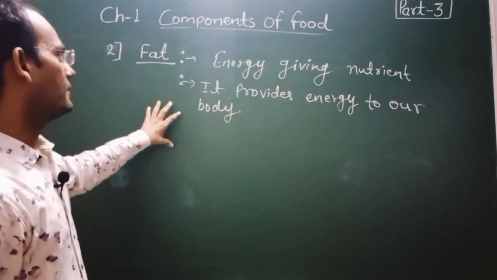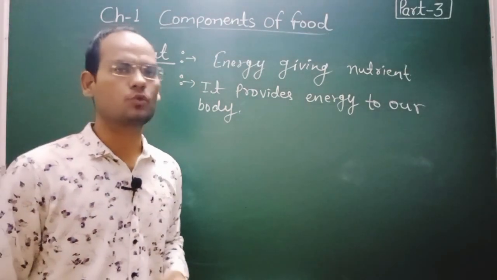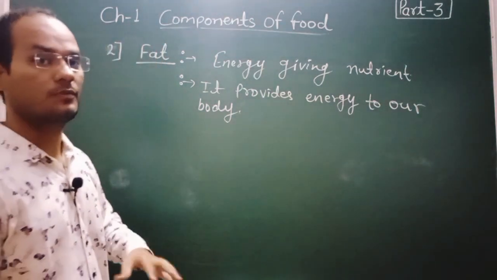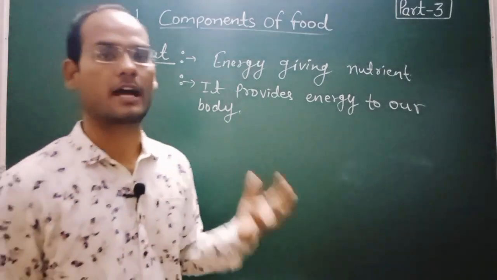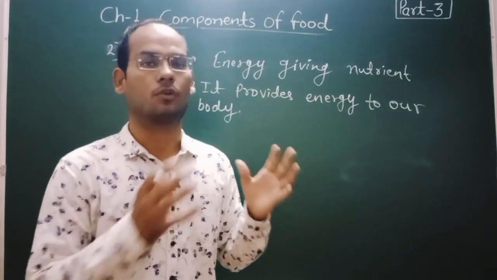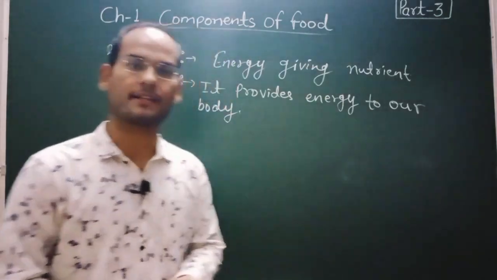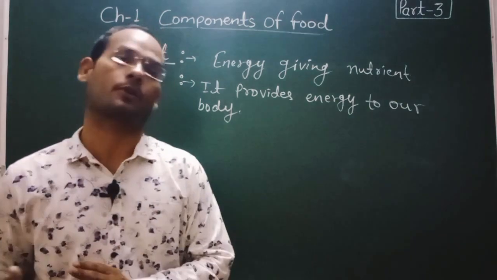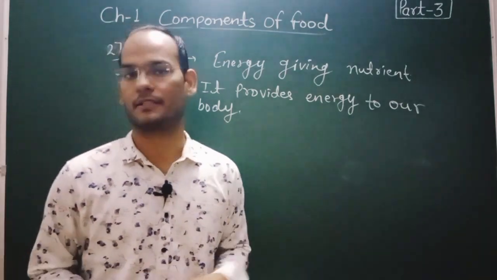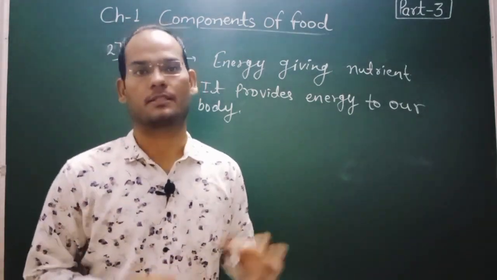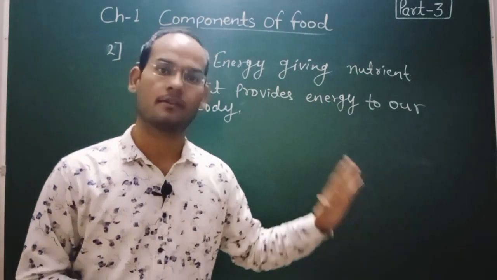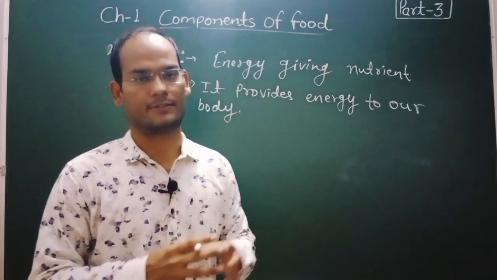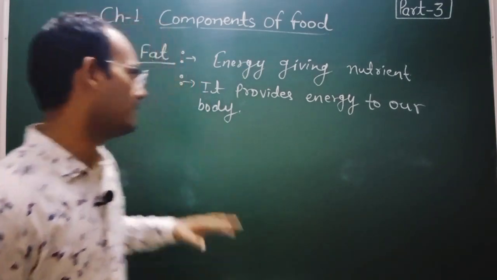Okay, next thing, fat provides us 2 times more energy than carbohydrate. It means if we take the same amount of carbohydrate and fat, who gives us more energy? Fat. But fat gives us more energy in a slow process, and carbohydrate gives us energy in a fast process. So carbohydrate is the primary source of energy and fat is a secondary source of energy. I hope you have understood till now.